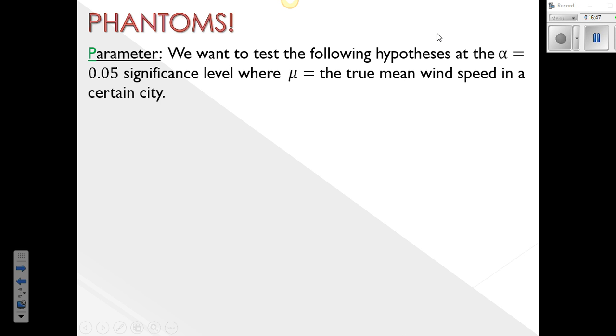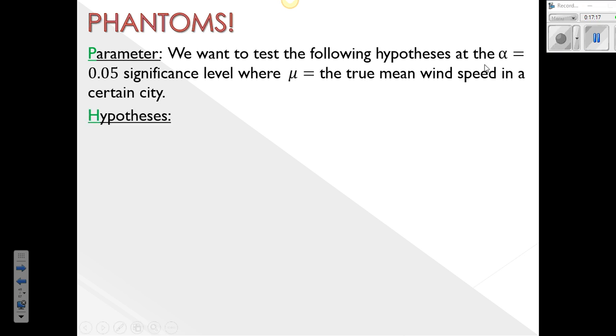We're going to talk about why you want to choose 0.05 versus 0.01 and 0.10 next week when we talk about type 1, type 2 errors that we could make within significance tests. But for today, we are just going to use 0.05, where the true mean wind speed in a certain city is defined as the true mean. Population parameter.